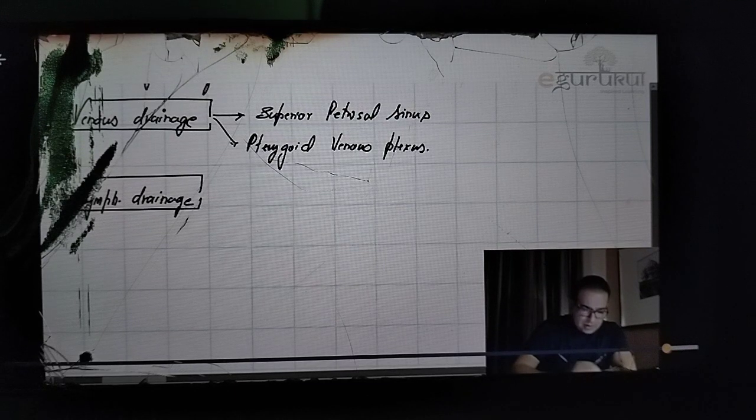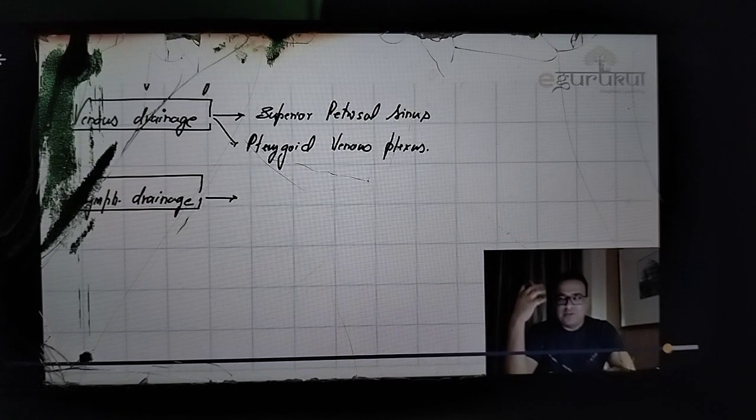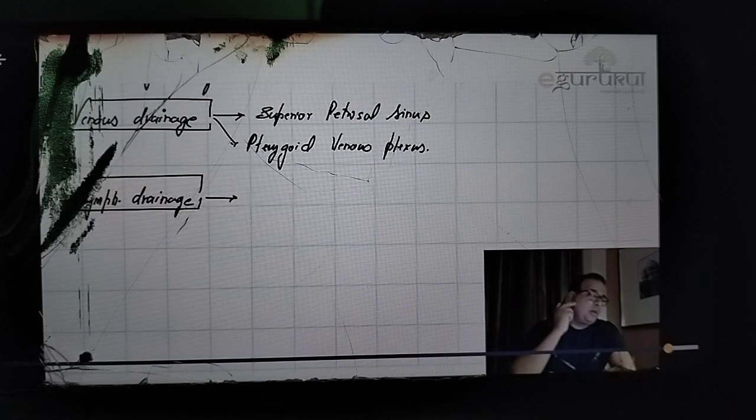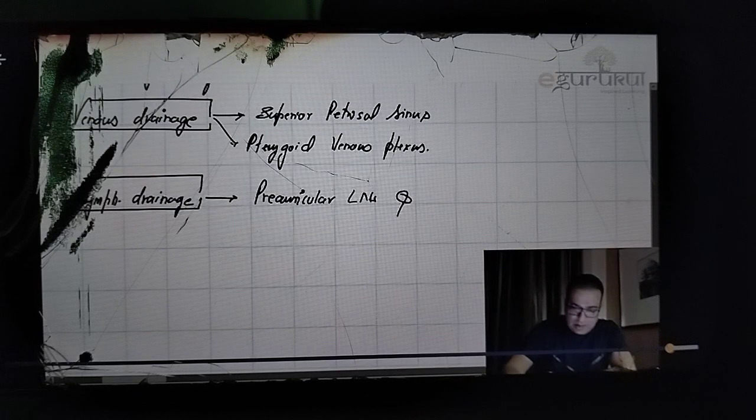Lymphatic drainage of the middle ear. As I told you, there are no lymphatics or lymph nodes present inside the cranial cavity. So the deeper the structure is, the lymphatics have to come out only. So the lymphatic drainage of the middle ear also comes out into the preauricular, the mastoid node, and retropharyngeal. Preauricular and retropharyngeal, the same as with the tympanic membrane we discussed. That is preauricular lymph nodes and retropharyngeal lymph nodes.